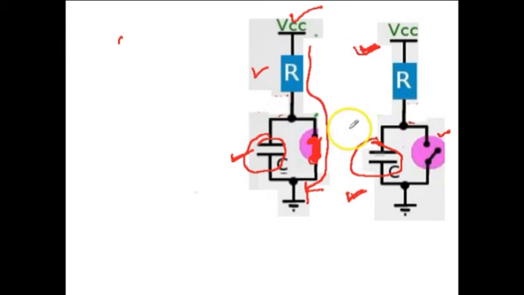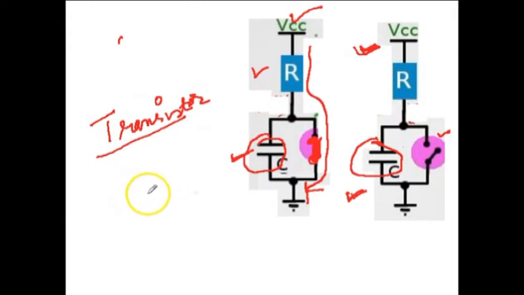Now in the monostable multivibrator, the action of the switch, whether it is closed or open, is done by a transistor. If the transistor current is flowing, then it is a closed switch. If the transistor is off and no current is flowing, then it acts as an open switch. Okay, this is the principle of the monostable multivibrator.